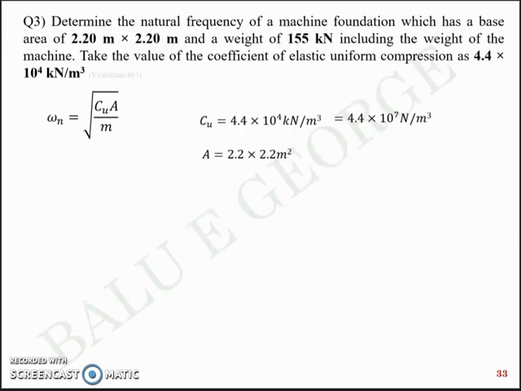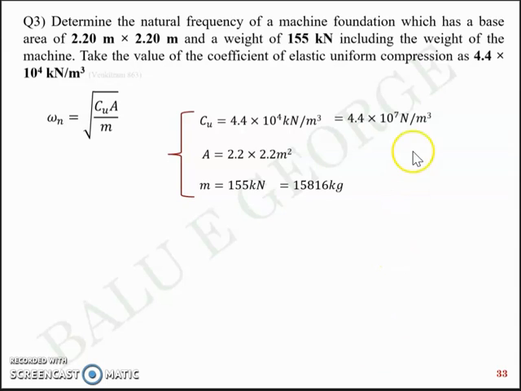Area of contact is 2.2 by 2.2 meter square. Mass is given as 155 kilonewton. I need to convert that to kilograms. What I get is 15,816 kilograms. So I can just substitute these three values.